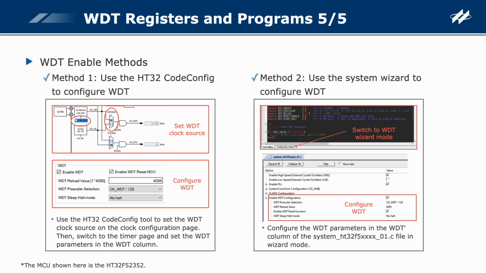The second method uses the System Wizard mode to enable and configure the watchdog timer. Open the system_F5xxxx_01.c file in the Keil project, then switch to Wizard mode. Configure the WDT parameters in the WDT column. The above two methods are used to enable the watchdog timer easily.